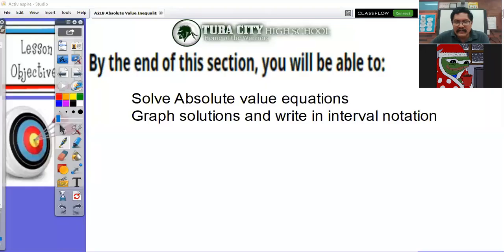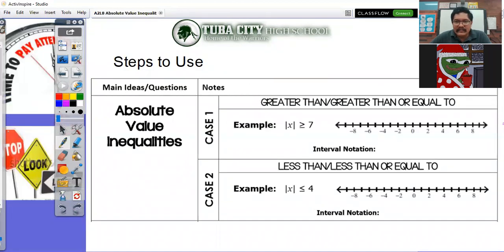So absolute value equations, we're going to bring together what we covered yesterday and some of what we did last week. We covered absolute value equations last week. Now we're going to be using absolute value inequalities. So that actually should say inequalities. Graph the solutions and write in interval notation. Like I said, these are new slides.